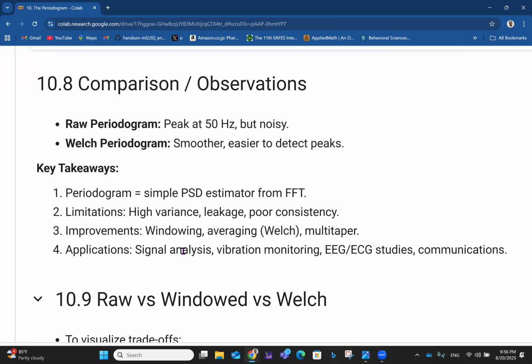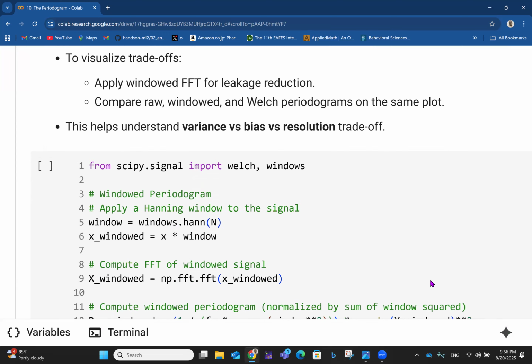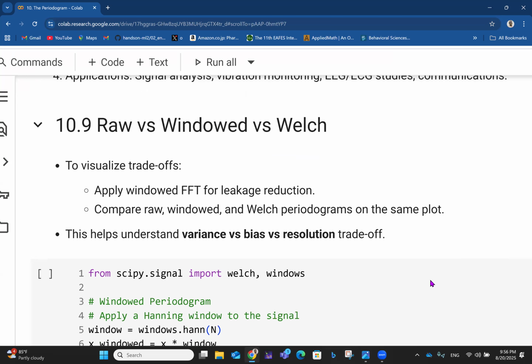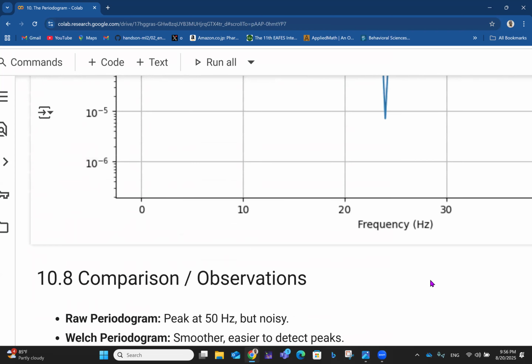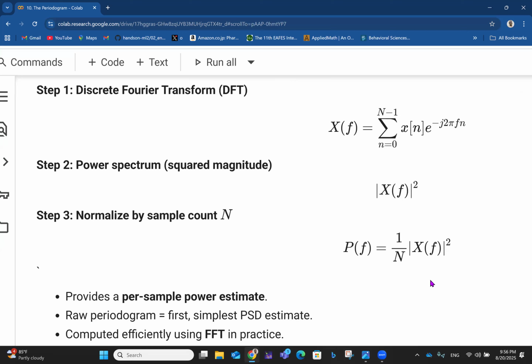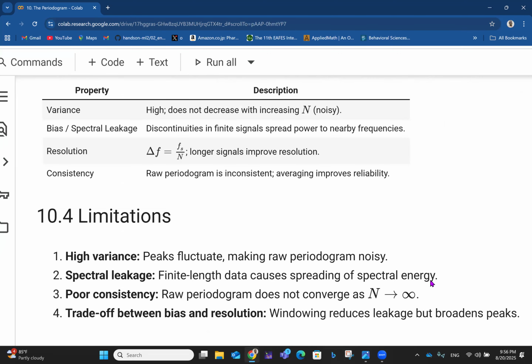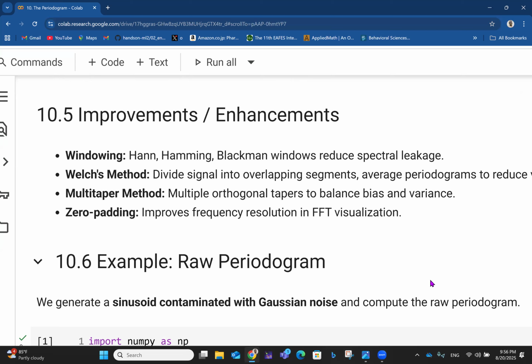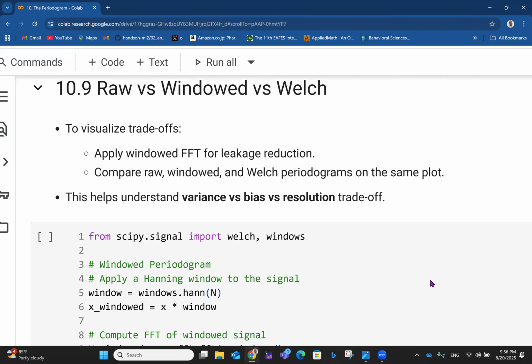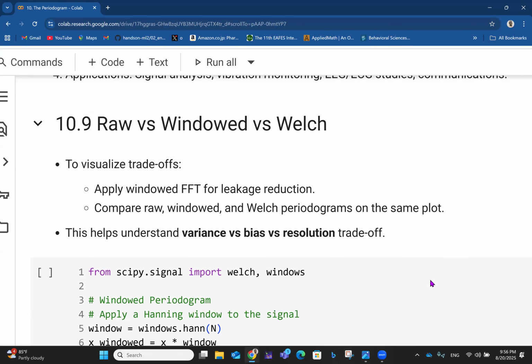Then applications in signal analysis, vibration monitoring, EEG, ECG studies, and communications. So finally, I want to show the raw periodogram versus the windowed periodogram versus the Welch periodogram. Again, Welch reduces variance, and windowing helps to reduce spectral leakage. So we want to compare cases where we have the raw, unfiltered signal still containing noise.